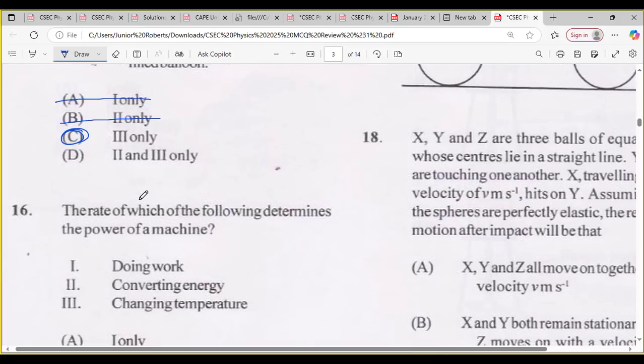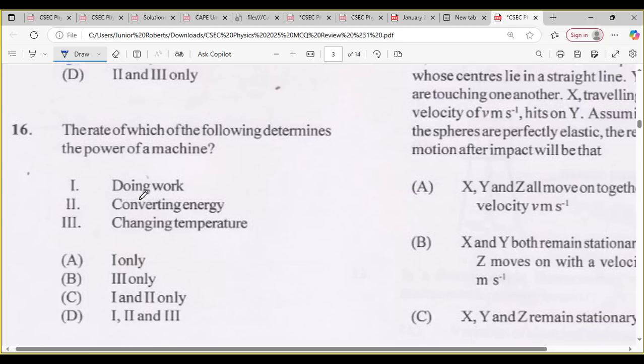Okay, good. All right, so number 16 now says that the rate of which of the following determines the power of a machine. So we have doing work, converting energy, or changing temperature. Now we know that power is the rate at which work is done, or the rate at which energy is converted.